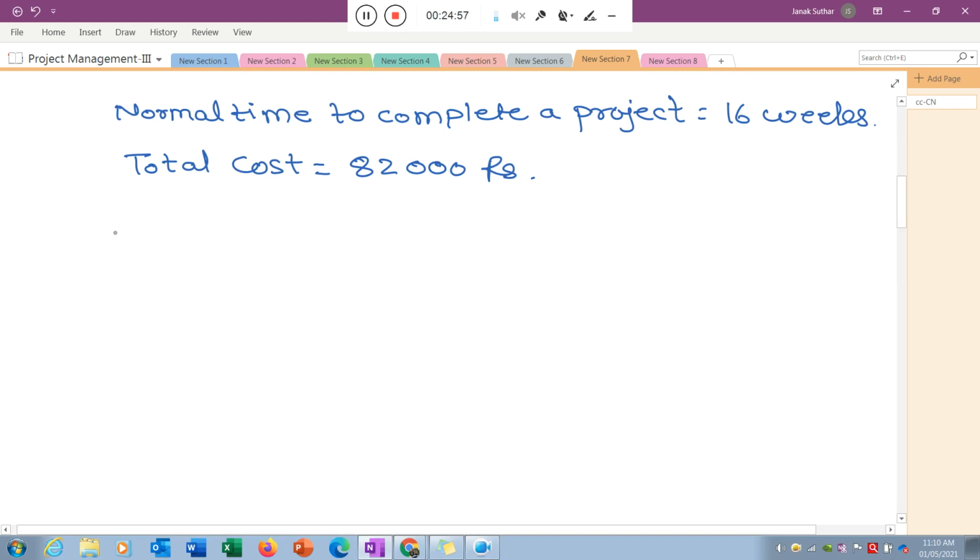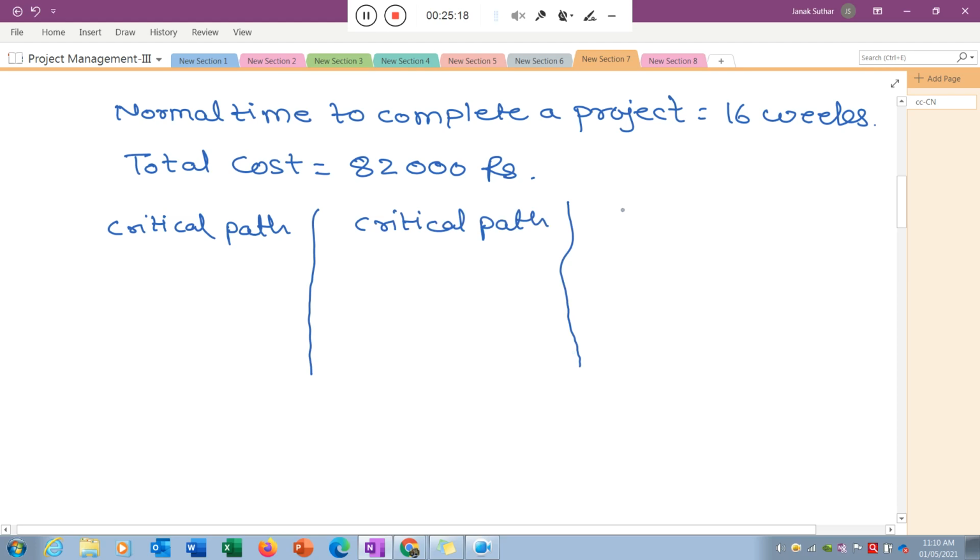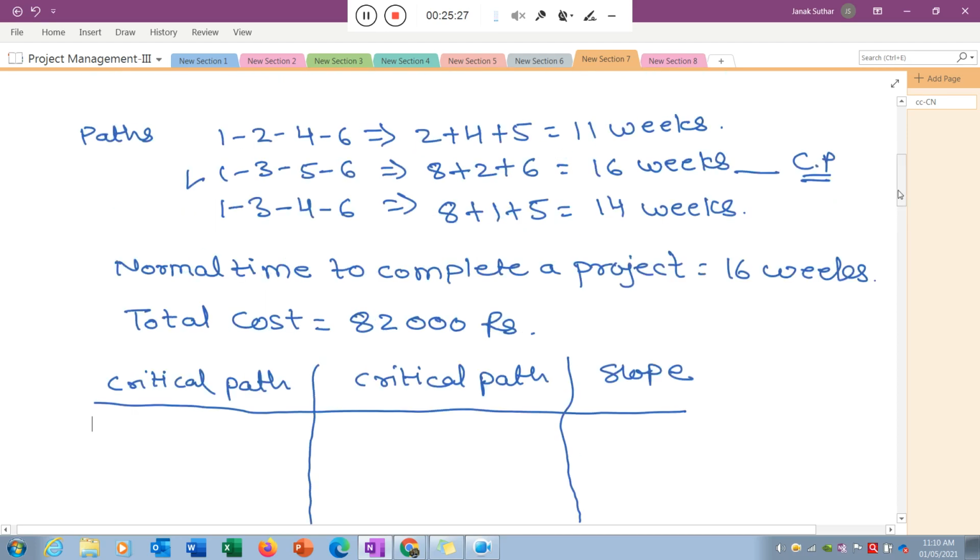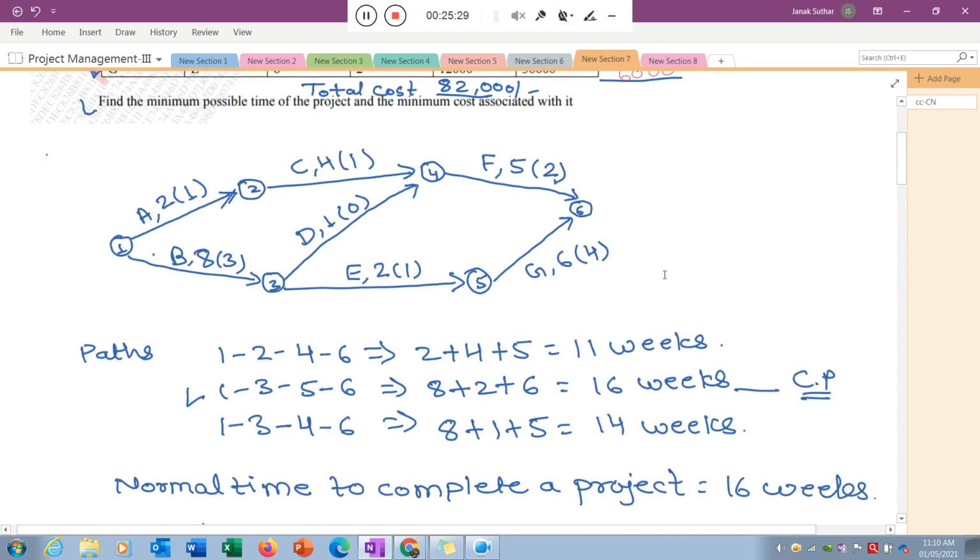So that's why I write down here, for the start of the crashing, the critical path, because we need to reduce the critical path, then only we can reduce our project time. Okay, so this is the critical path, and related to it you need to write down the critical activities and the related slope. So in this particular problem, what is the critical path? If I quickly check, the critical path available in this network diagram is 1 to 3, 3 to 5, 5 to 6.